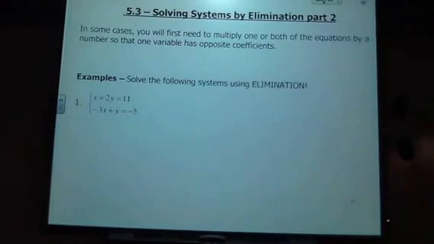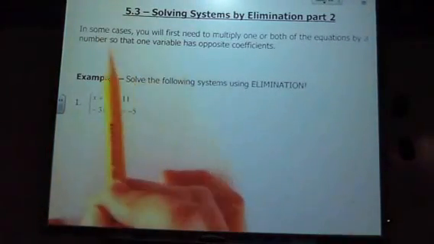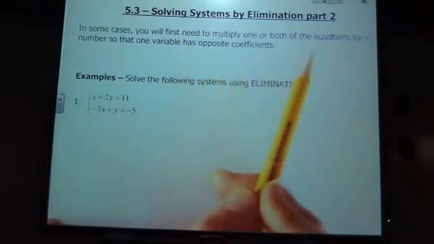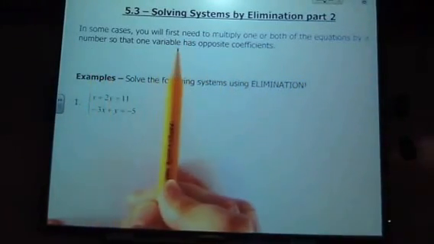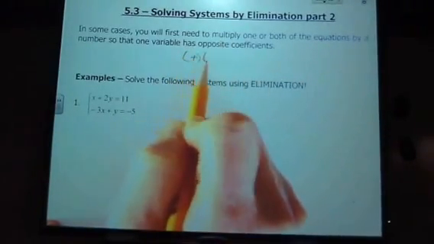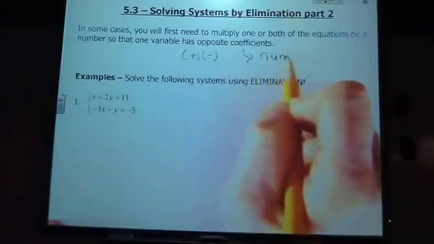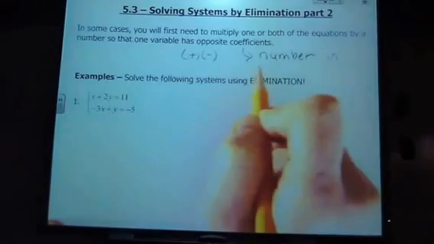All right, students, today we're going to do the second part of Section 3 of Unit 5, Solving Systems by Elimination. Okay, in Part 1 we solved by adding or subtracting. This part we're going to solve by multiplying, okay? In some cases you first need to multiply one or both of the equations by a number so that one variable has opposite coefficients. Now remember, opposites cancel each other out, and coefficient is the number in front of the variable.